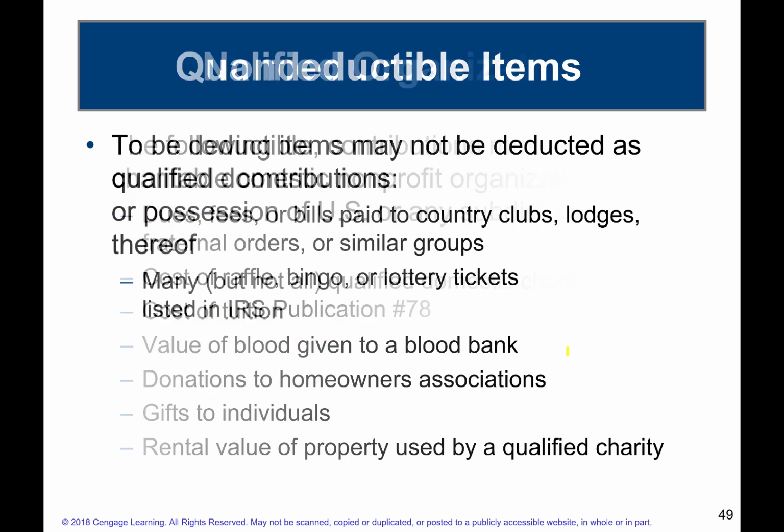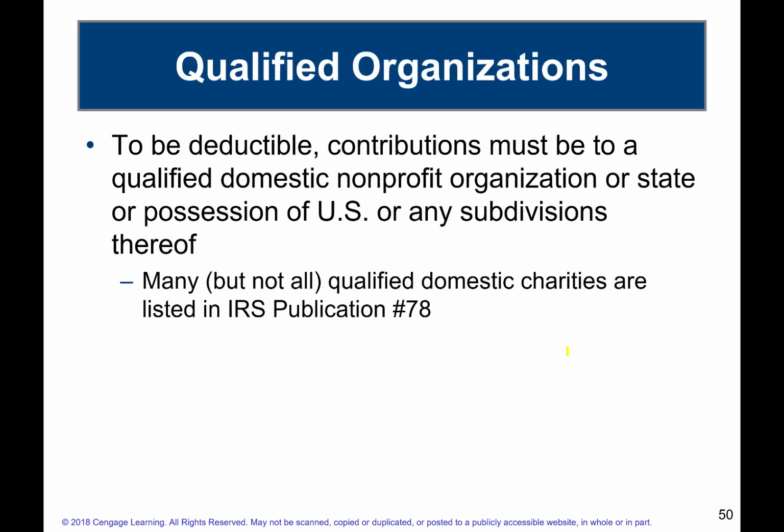Okay, good. Now, to be a qualified organization, it has to be a domestic not-for-profit organization of the U.S. And this Publication 78 lists a lot of the organizations. That does not mean that if the organization is not listed, that you can't deduct it. It would really have to meet the requirements that we've been talking about here.